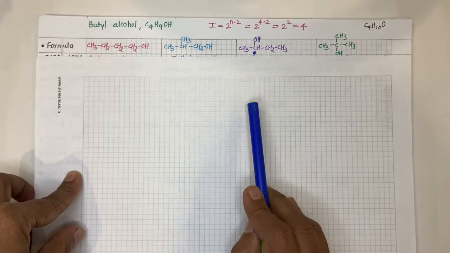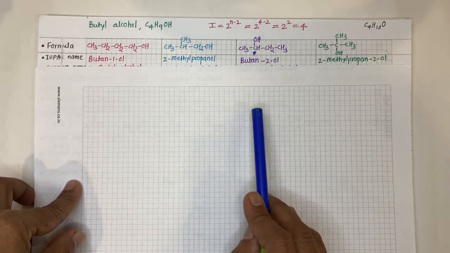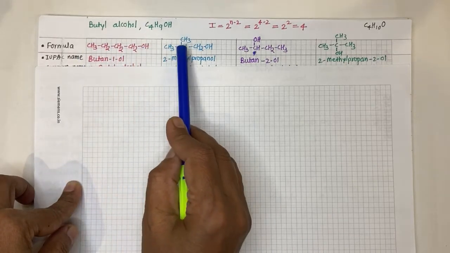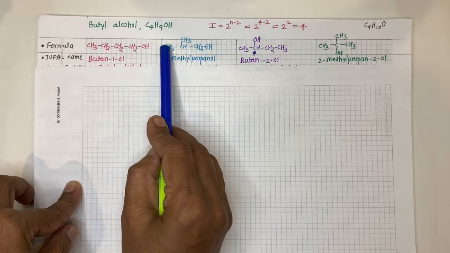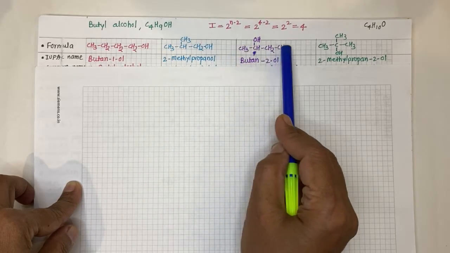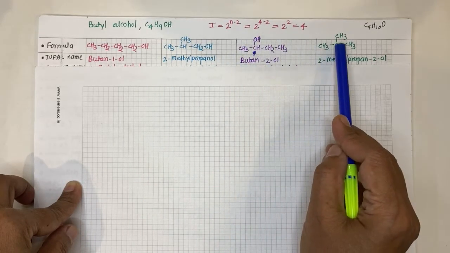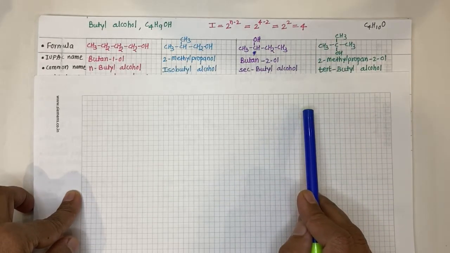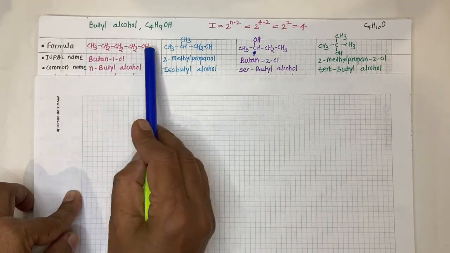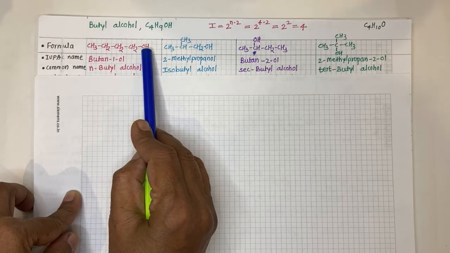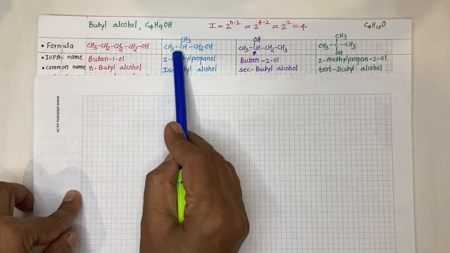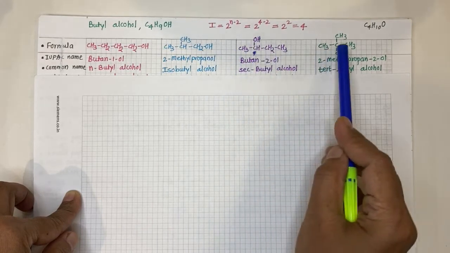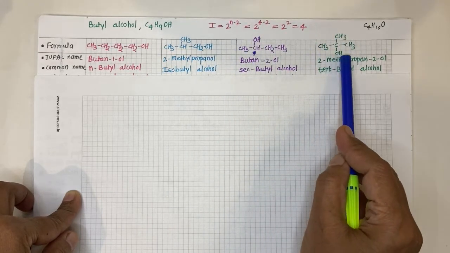Okay, next. Now their IUPAC names: butan-1-ol. Here 2-methylpropan-1-ol. Here butan-2-ol. Here 2-methylpropan-2-ol. Okay, next, their common names: n-butyl alcohol, then isobutyl alcohol, sec-butyl alcohol, tert-butyl alcohol.